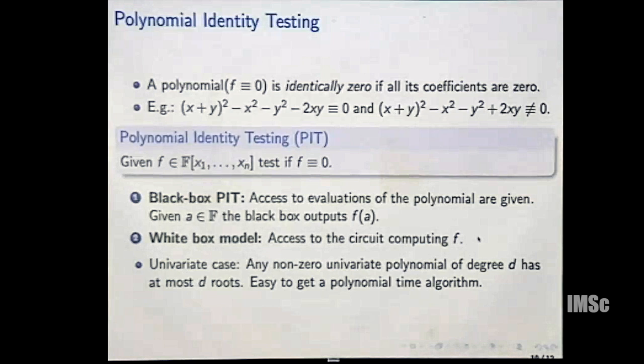So if it has at most d roots, then with d plus 1 queries to the black box, you can actually answer this. So what about multivariate? How many roots can a multivariate polynomial have? For example, x square plus y square minus 1 can have infinitely many roots, right? All points in the unit circle are roots. So you cannot do this. You cannot count the number of roots, so you'll have to do something better.